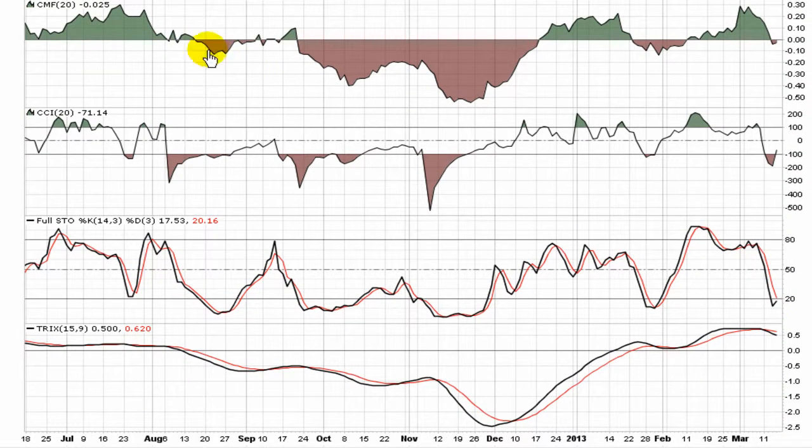Full stochastic, not getting much out of that. A little bit of a rotation, but still down in oversold territory, below 50, indicating bearish momentum. So just not getting very much at all from the full stochastic. TRIX to gauge a trend. I'm looking for something along those lines: hold over top of zero, show that there's still bullishness in the overall trend of the chart.